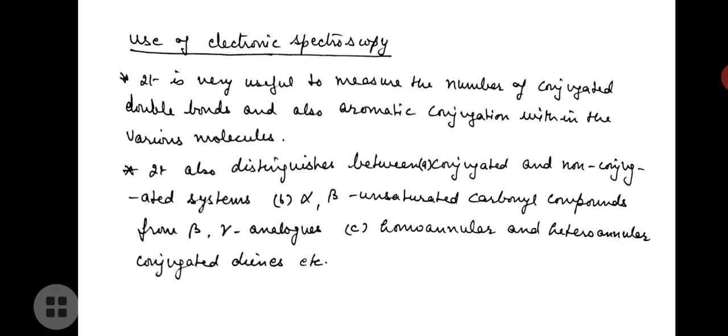Then it also distinguishes between conjugated and non-conjugated systems. On the basis of electronic spectroscopy, we can easily elucidate the structure of vitamin A and K. Identification of an unknown compound can be very easily done, and the determination of configuration of geometrical isomers can also be done. So there are many applications of UV spectroscopy, and we'll be studying them in detail in the later part.